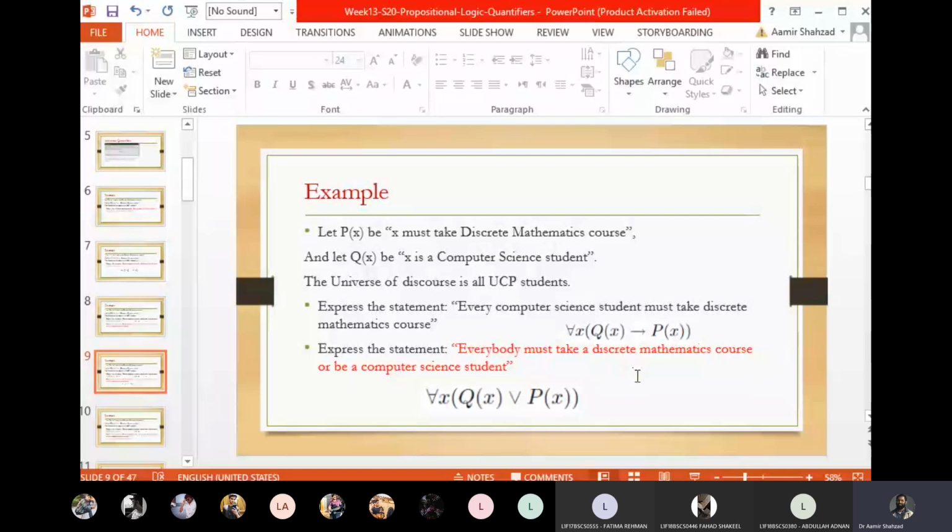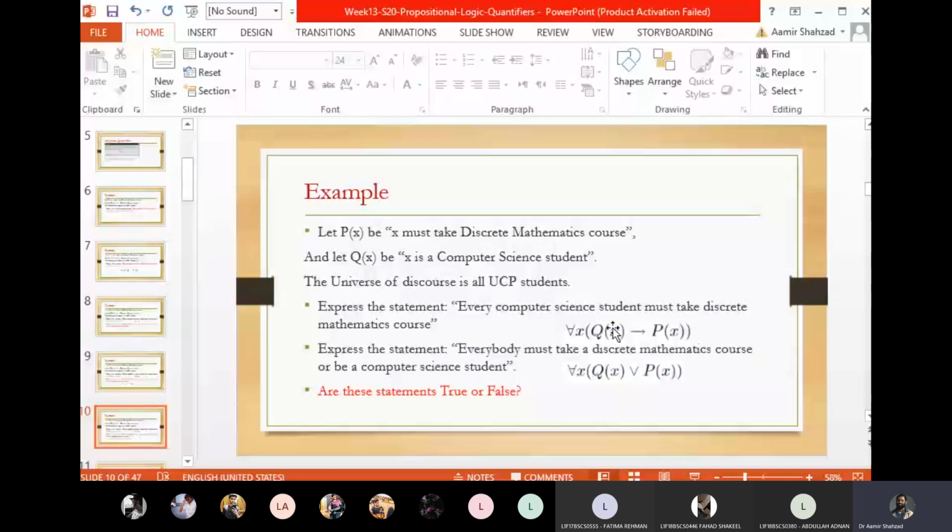So which statement is true or false? If you look at the first statement, for all x, q of x implies p of x. We know that in UCP, if some student is a computer science student, he has to take the discrete math course because it's a core course. So the first statement is going to be true. For all x, q of x implies p of x. Because if you look at any computer science student's transcript, he must have taken the discrete math course.